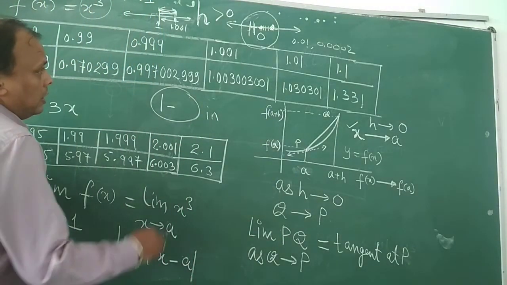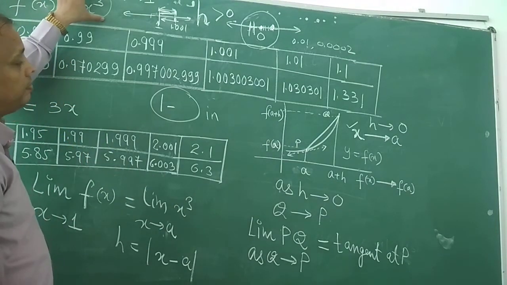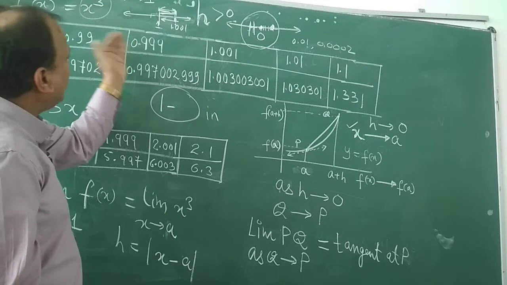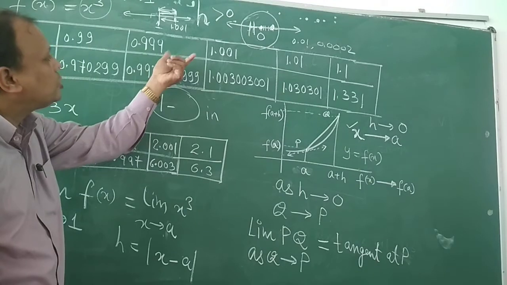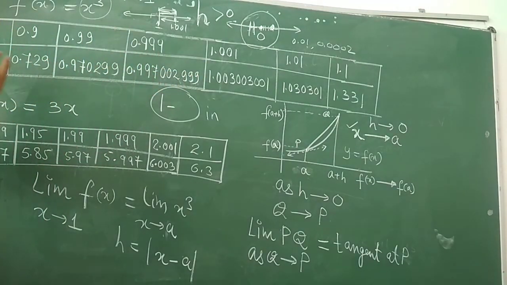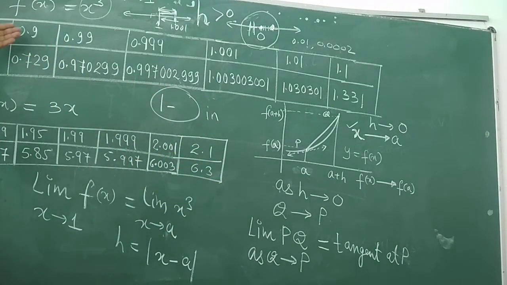So when we talk about the limit of any function, we have to consider the actual tending value of the variable. In this example, as x approaches 1, then f of x is also approaching the cube of 1. When you see different values, 0.729 is the cube of 0.9, 0.970299 is the cube of 0.99.